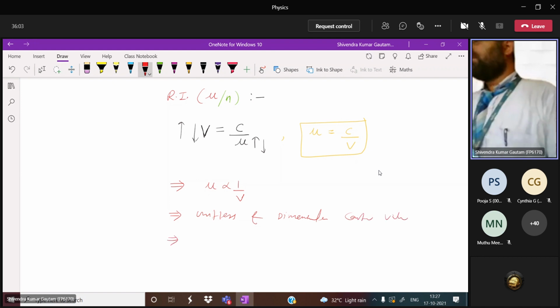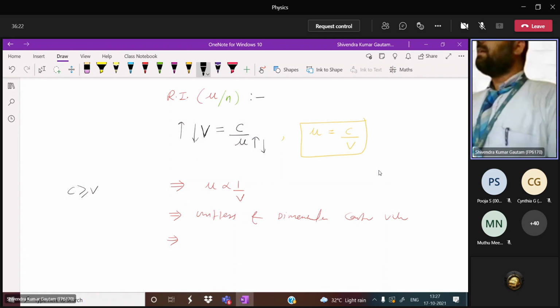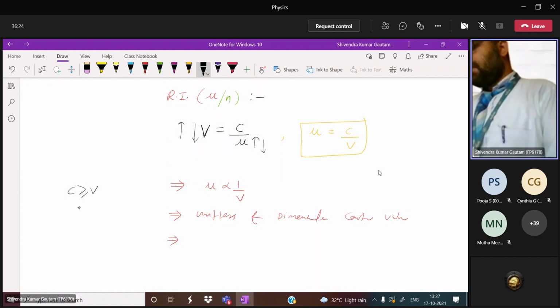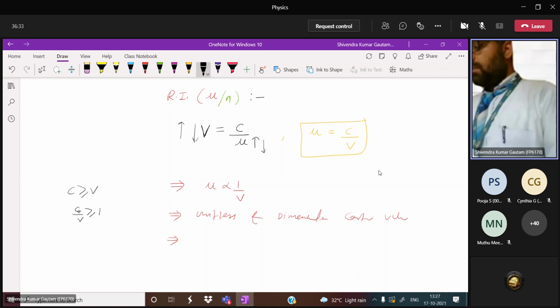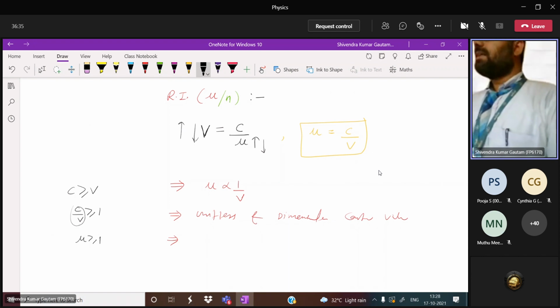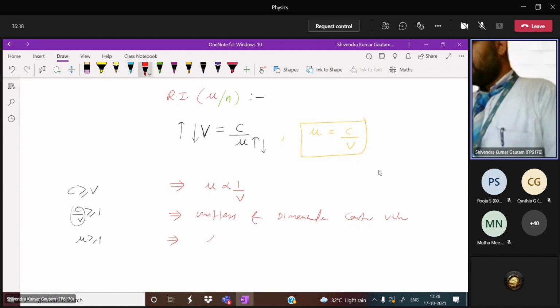Mu value. No material medium has speed greater than the speed of light. Speed of light is highest. You know that c is always greater than or equal to v. v is speed of light in medium. In a medium, speed of light can never be greater than the speed of light. So can I write c by v is always greater than or equal to 1? What is c by v? Mu. So mu is always greater than or equal to 1. Third thing here: mu is always greater than or equal to 1.